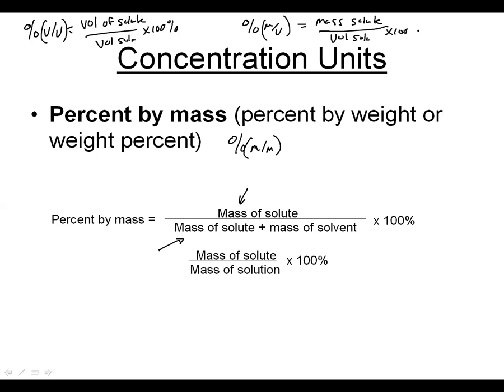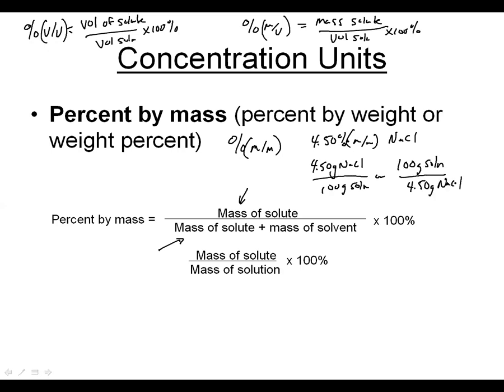So if you did have a 4.5% mass to mass sodium chloride solution, that would mean you have 4.5 grams of sodium chloride in 100 grams of solution. If you're given the percentage by mass or percentage by volume or percentage mass to volume, you could turn those percentages into a conversion factor and use it as such.